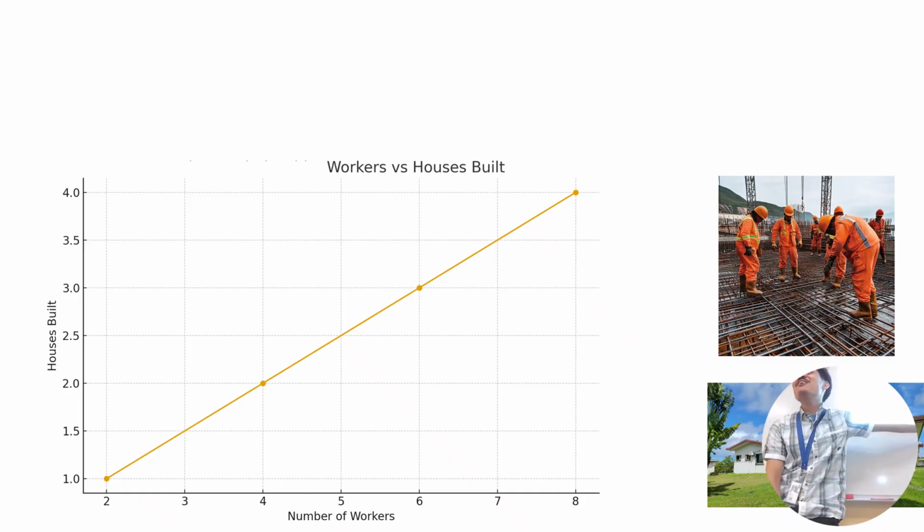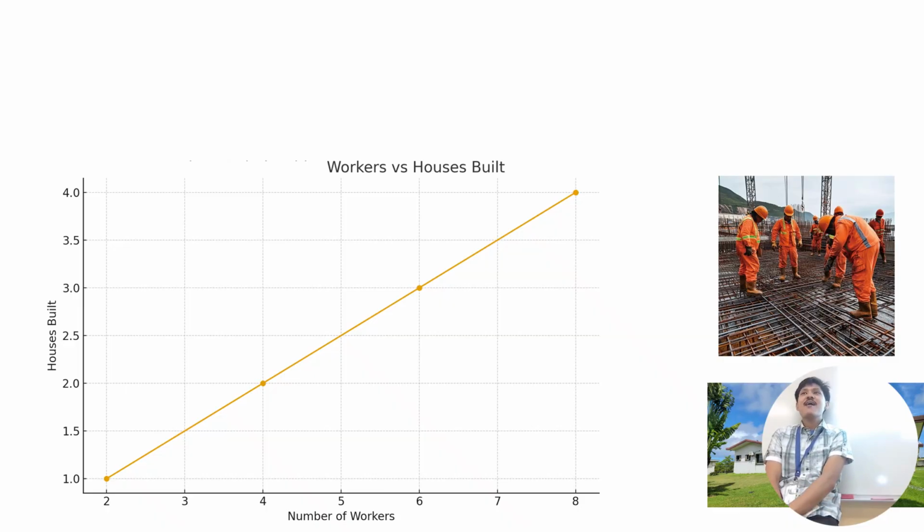This is supposed to be house and construction worker. What's the relationship between construction workers and houses? Direct. More workers means more what?